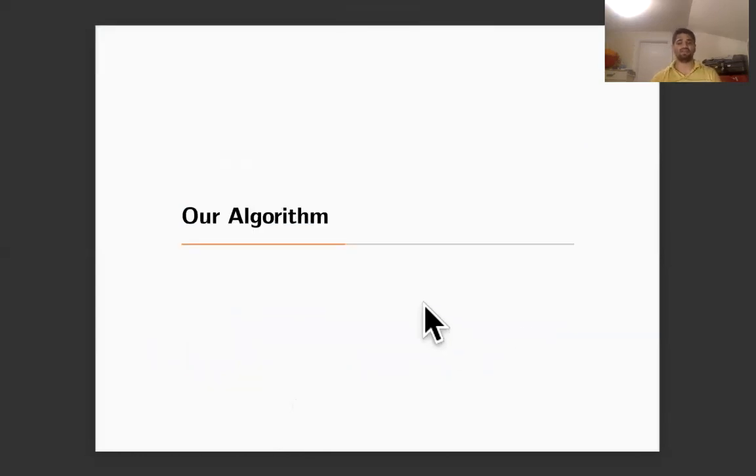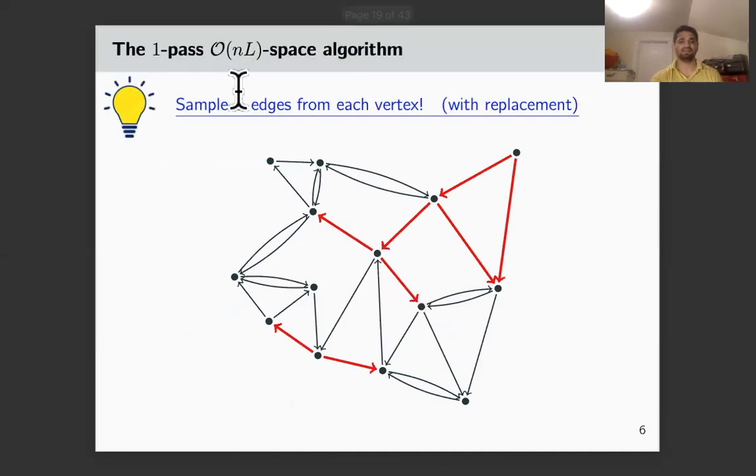Now I want to describe a 2-pass n root L space algorithm for finding random walks. But for this, I first need to recall the 1-pass nL space algorithm for random walks. The idea in this algorithm is very simple. You have 1 pass over the sequence, and you use that pass to sample L edges with replacement uniformly at random from the sequence, from each vertex.